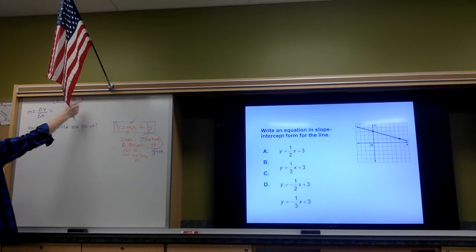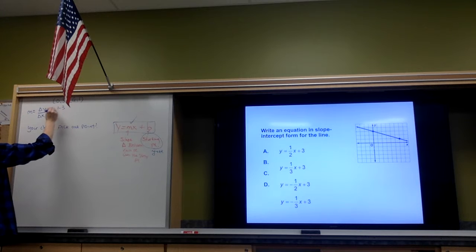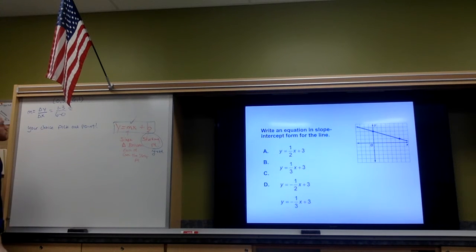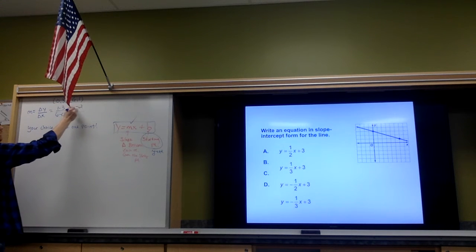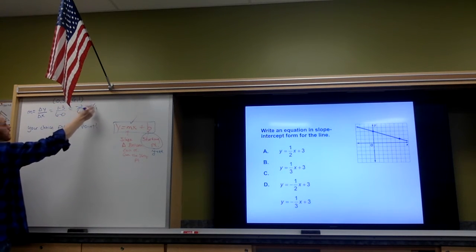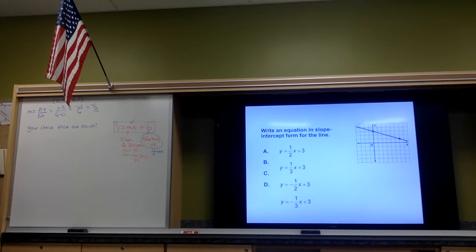So on top, I'll do 1 minus 3. On the bottom, 6 minus 0. Remember, you can flip the numbers for both of them. Don't just flip one and not the other. You get negative 2 over 6, negative 1/3. Hey, that's what we got here. We're on the right track.